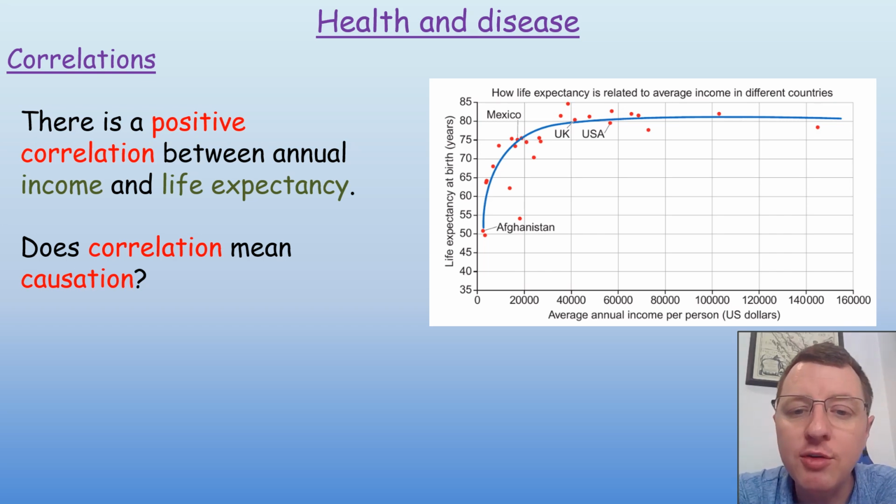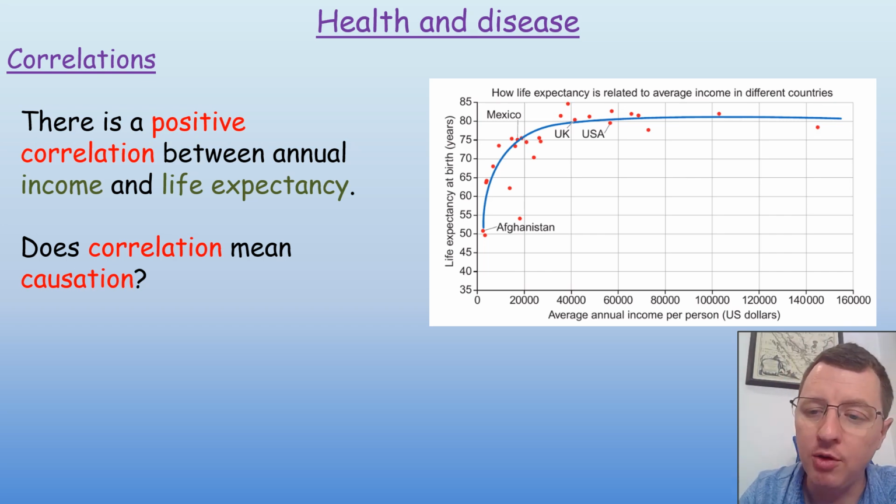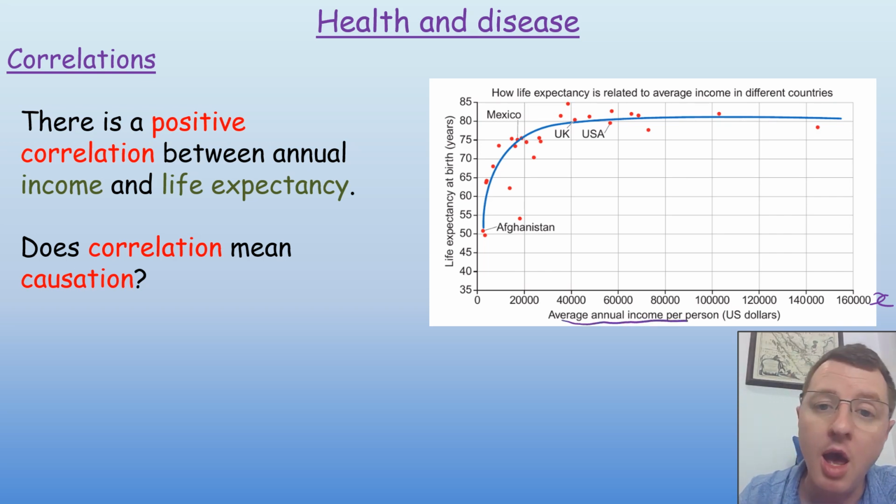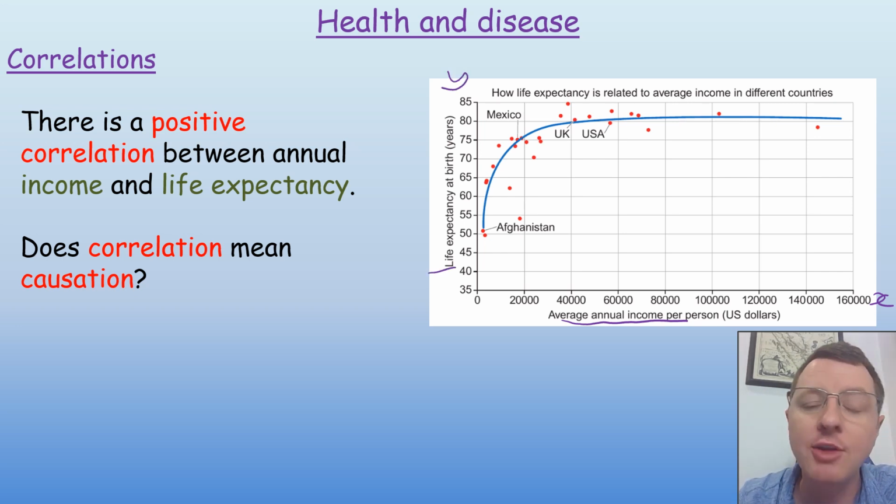So if we have a look at this graph here, we have on our x-axis the annual income per person in US dollars. And on the y-axis we have the life expectancy at birth in years of a person born in a particular country. And you can see each of the red dots on the graph are different countries. And it's clear that there is a correlation, a positive correlation between these two factors.